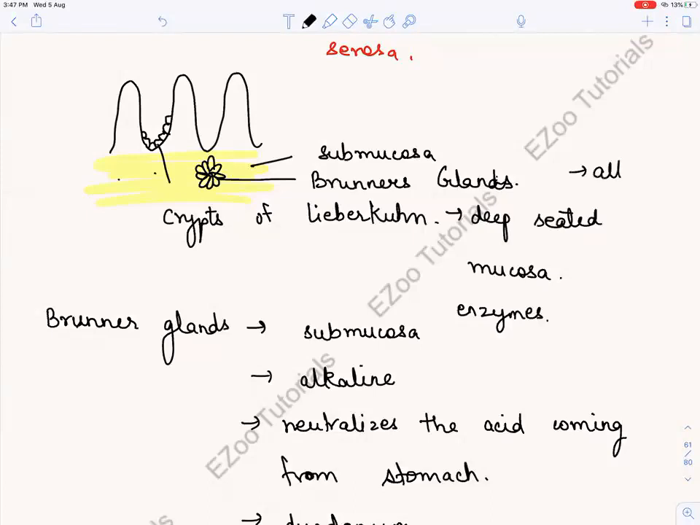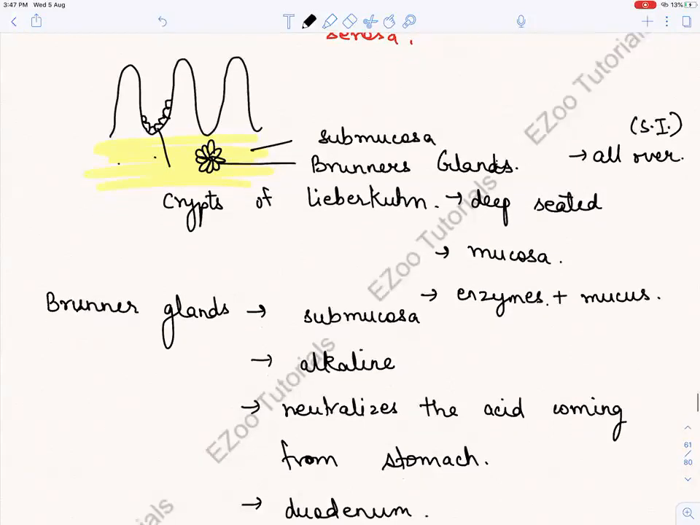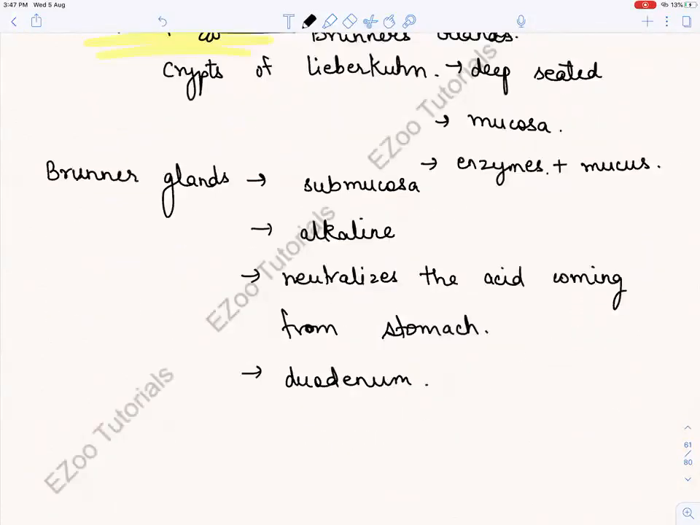They are present all over. And in the small intestine, we are talking about the small intestine, it is present in the mucosa, and it is secreting enzymes and mucus. And what about Brunner's gland? It is not present everywhere. It is present in the submucosa, and it is alkaline. It neutralizes the acid that is coming from the stomach.